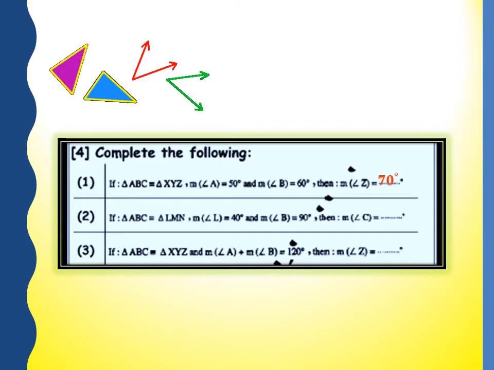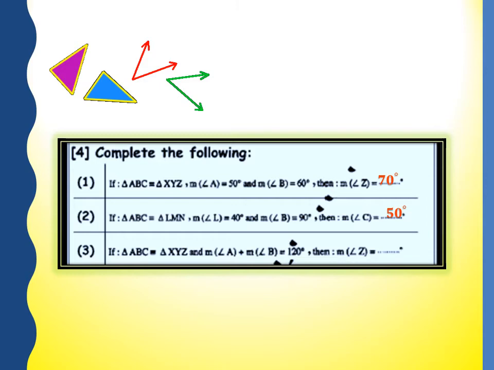Number 2, triangle ABC is congruent to the triangle LMN. And I have the measure of angle L 40 and measure of angle M 90, and I need to find measure of angle C. C is corresponding to angle N. I can find angle N from subtracting angle L and M from 180. Angle M is corresponding to angle B, which is 90. So 180 minus (90 plus 40) equals 50 degrees.